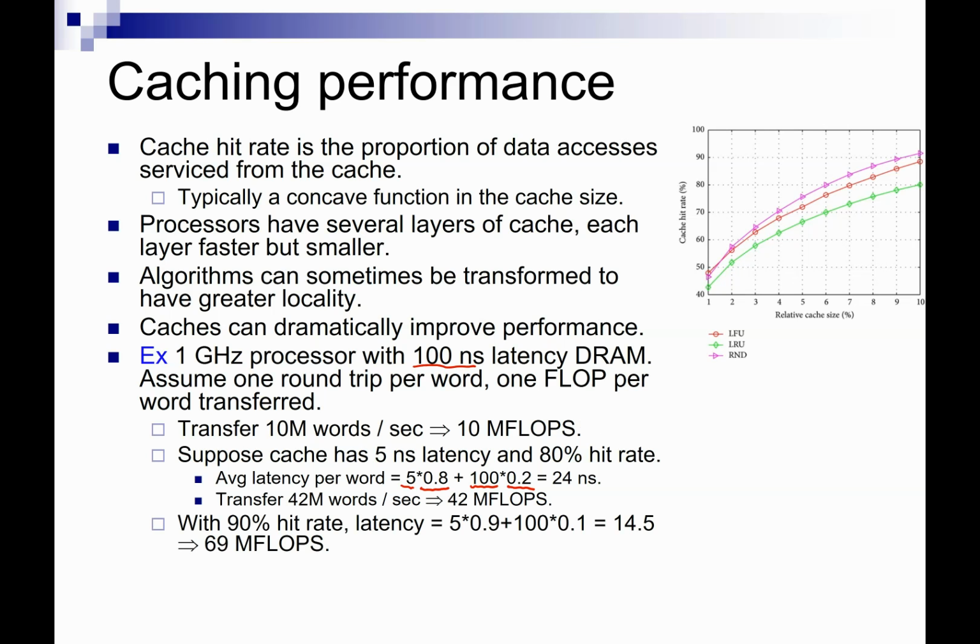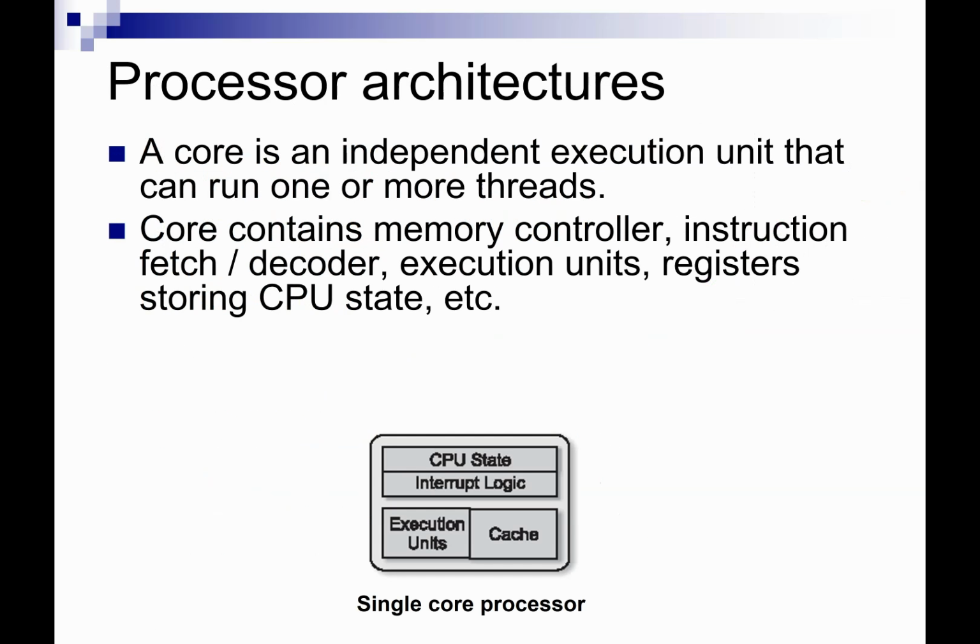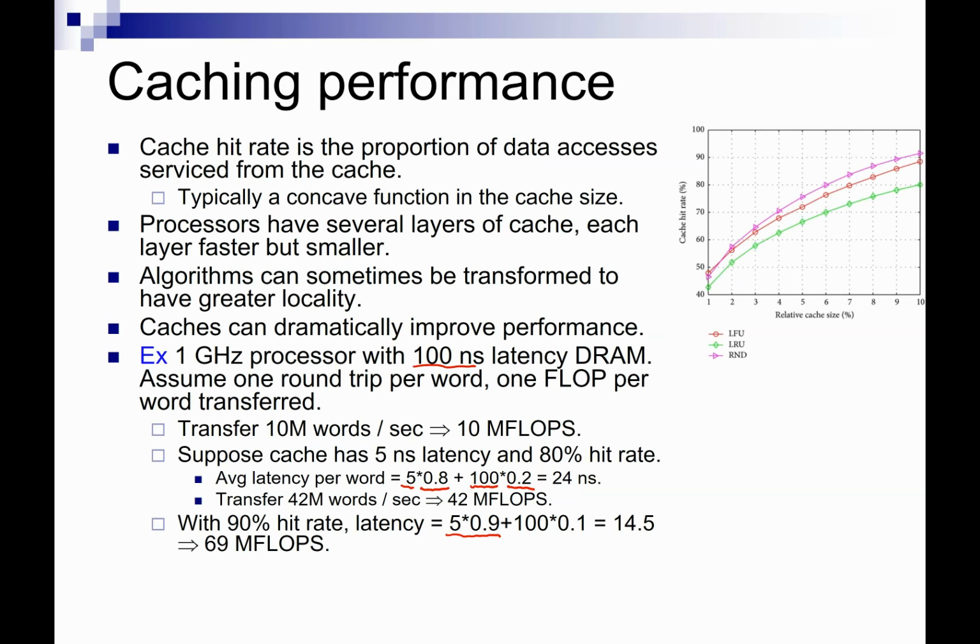In fact, if you have a higher cache hit rate, let's say a 90% cache hit rate, then 90% of the time you're using 5 nanoseconds, and 10% of the time you're using 100 nanoseconds for the access. So on average, your latency is going to be 14 nanoseconds, and therefore you can get about 70 megaflops of performance. So that's 7 times the performance just by having this cache. This shows why it's so crucial for processors to have this cache.